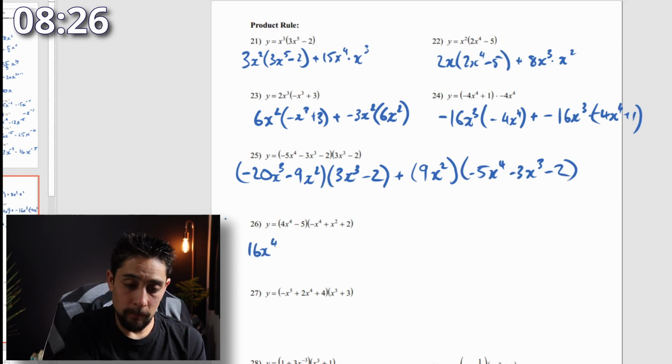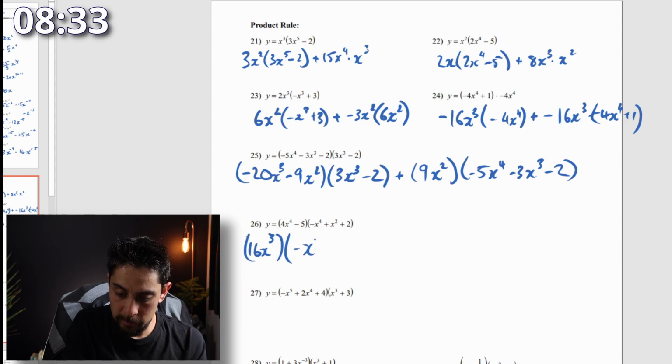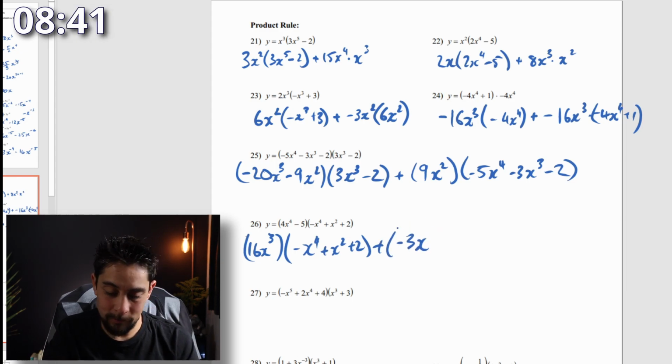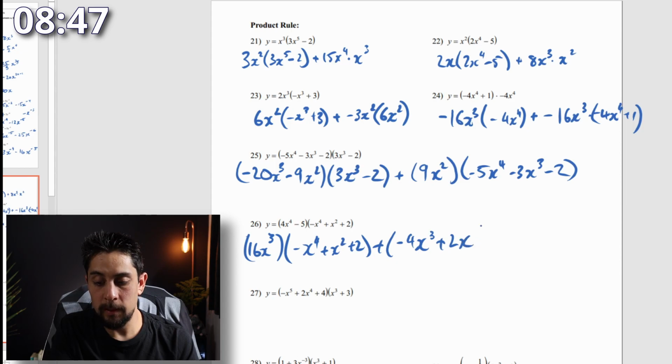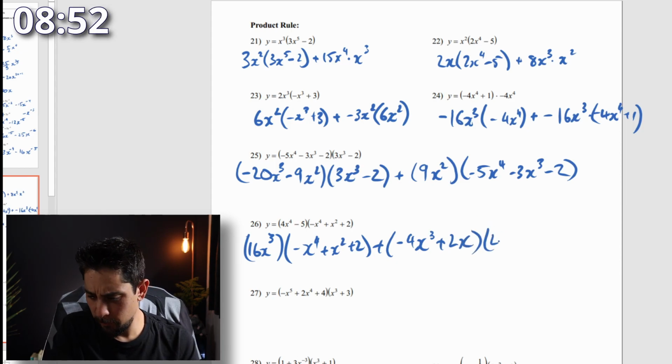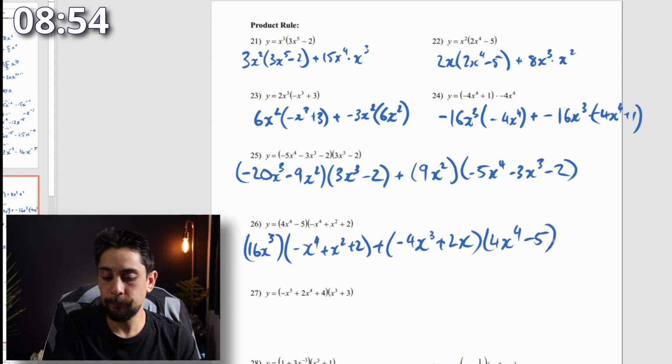16x^3, not 4. 16x^3 multiplied by negative 4x^4 plus x^2 plus 2 plus negative 3x, no, what am I doing? Negative 4x^3. Negative 4x^3 plus 2x multiplied by 4x^4 minus 5.